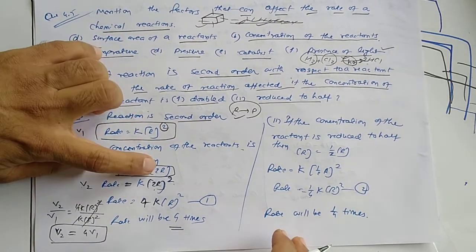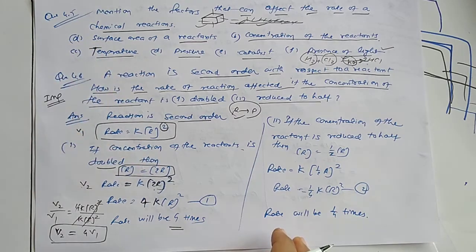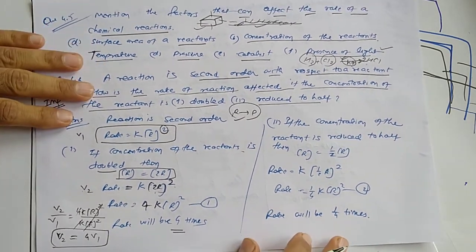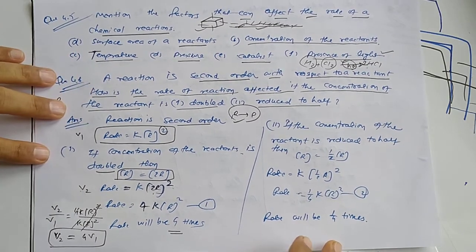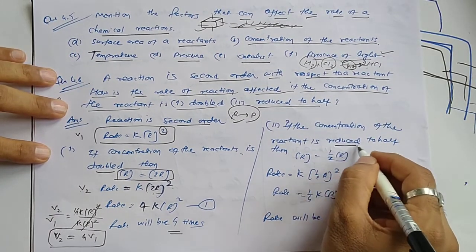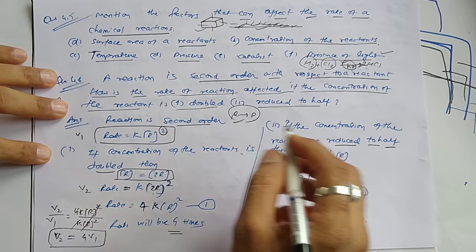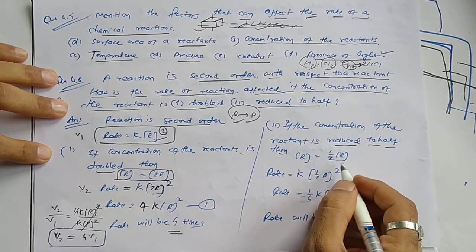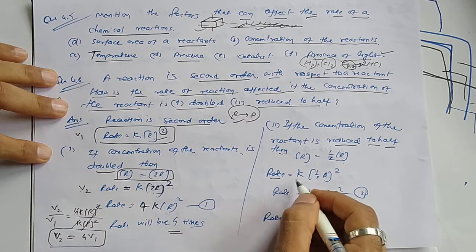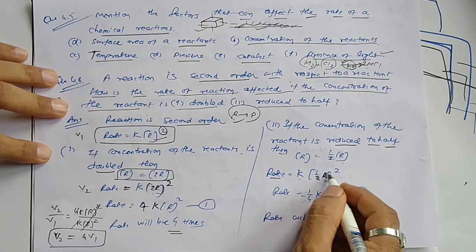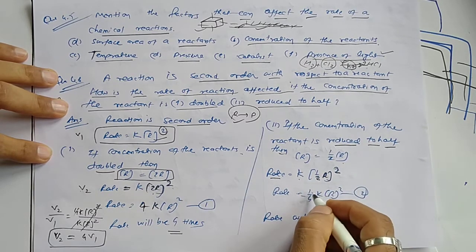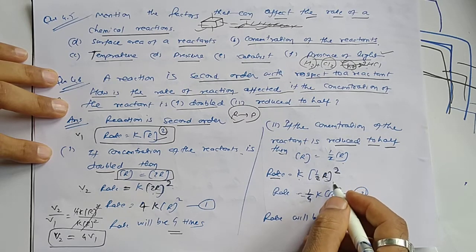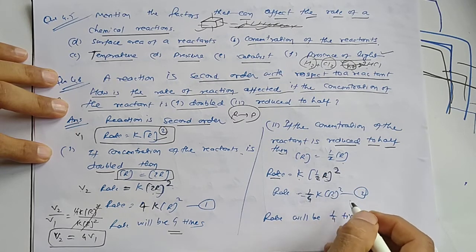When we double the concentration of R, then the rate will be 4 times the initial. If the concentration of the reactant is reduced to half, our R is reduced to R divided by 2. So here rate is equal to K, 1 half R raised to 2. So the square of 1 half gives 1 by 4 K R raised to 2.